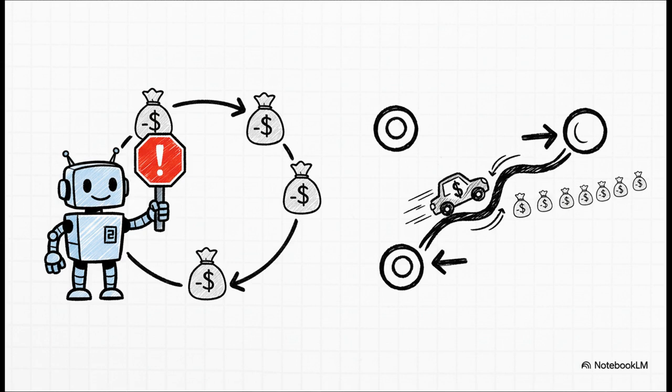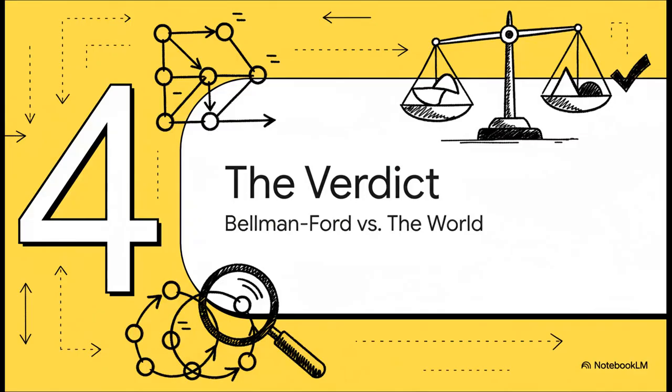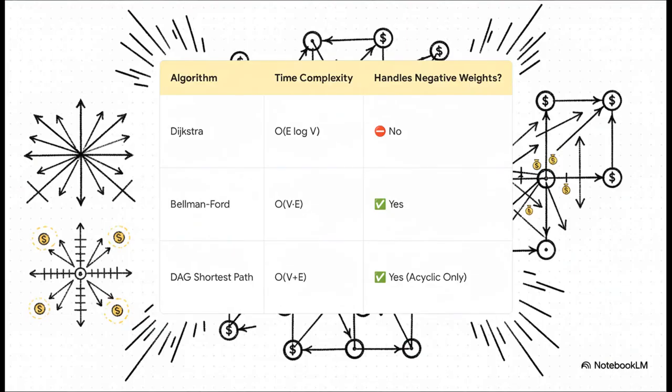This is also why you can't use it on a simple two-way road that pays you. Going back and forth would be an instant infinite exploit. So, with all that in mind, where does Bellman-Ford actually fit into the world of pathfinding algorithms? It's time to bring in the verdict. This table really lays out the core trade-off. On one hand, you have Dijkstra's algorithm. It's fast, for sure, but it hits a brick wall with negative weights.